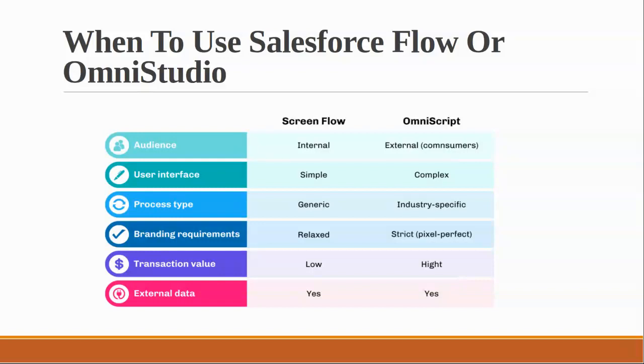Then we use screen flows if branding is not required, or we can say pixel perfectness is not required. OmniScript is used wherever we have a strict pixel perfect theme, where we need to customize everything, which is not possible in normal Salesforce Flow. Then the other thing is transaction value. The transaction value of screen flow is very low, and OmniScript is very high. These are some of the differences which you might say to your interviewer.